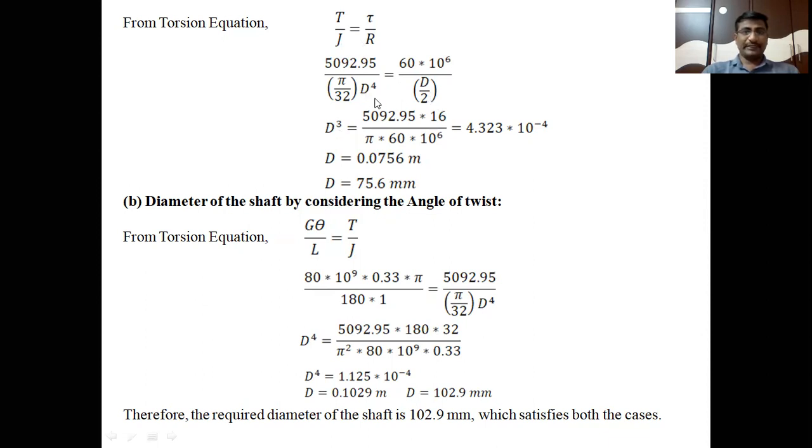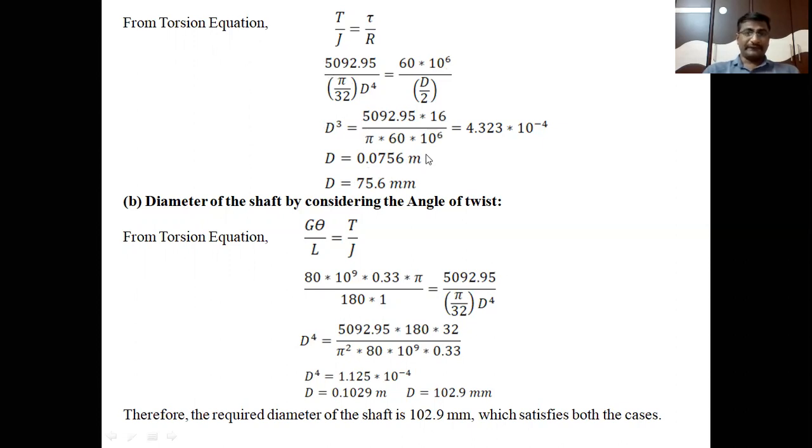From these two, D cube is equal to 232, 2 is there, 216, and 1 D is cancelled. D cube remains here. D cube is equal to 16 goes into the numerator, 16 into 5092.95 divided by pi into 60 into 10 to the power of 6. This is the D cube value, 4.323 into 10 to the power of minus 4. Then if you take the cube root, we will get the diameter 0.0756 meters.